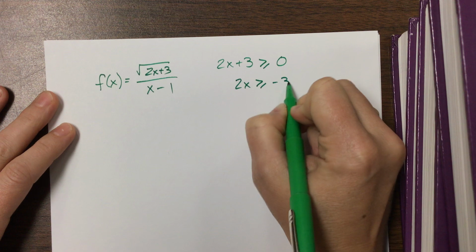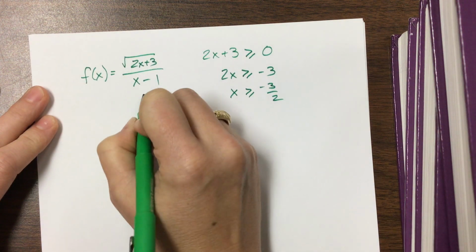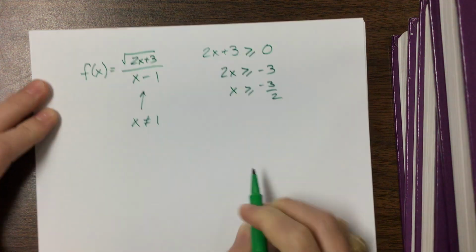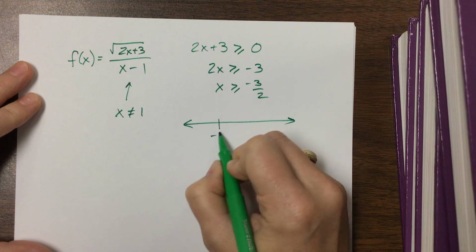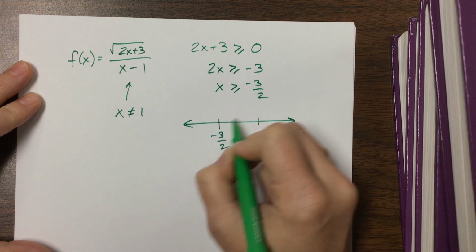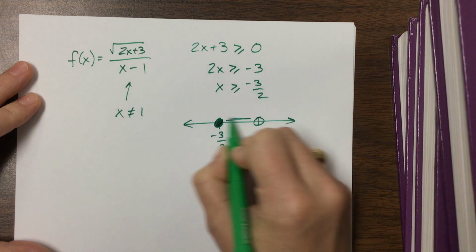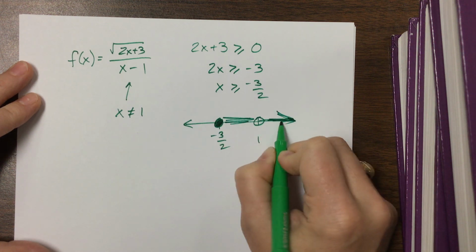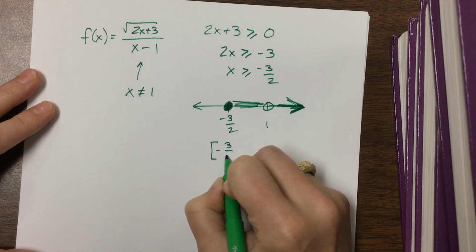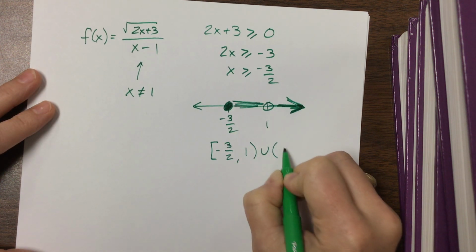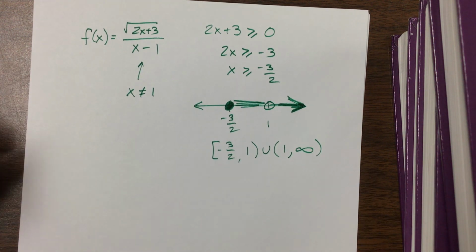2x is greater than or equal to negative 3. X is greater than or equal to negative 3/2. And I also know from here that x cannot equal positive 1. So here's where my number line is very helpful. Negative 3/2, and then 1 is bigger than that. I can be equal to this, so I'm going to do a closed circle here, and an open circle at 1. I want all of that. So it's negative 3/2 to 1, pick it up again from 1 to infinity. Okay, go practice. That's the only way to learn this stuff. Good luck.